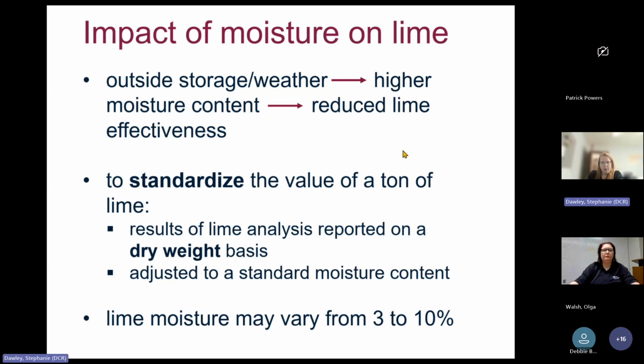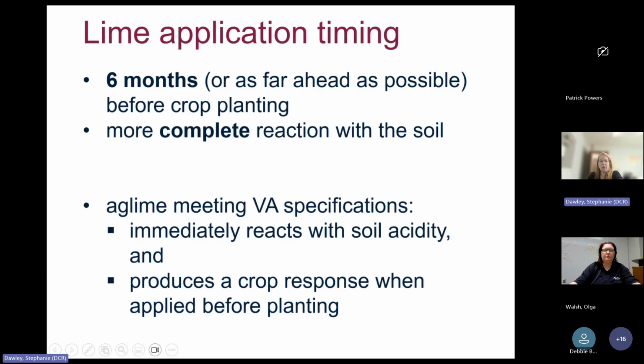Lime application timing. Generally, you're looking at 6 months out, depending on what kind of liming material you have. It could be significantly more than 6 months if you have something that is less pure lime or a much chunkier grind. It depends on how complete the reaction with the soil is. Ag lime meeting Virginia specifications immediately reacts with the soil acidity, and it produces a crop response when being planted. So you're looking at a faster application if we're following the specifics of Virginia law.